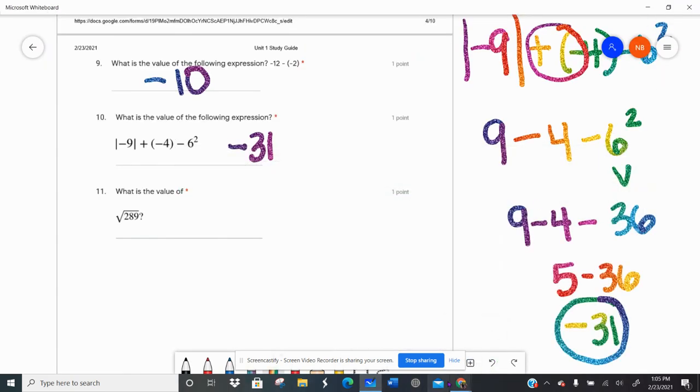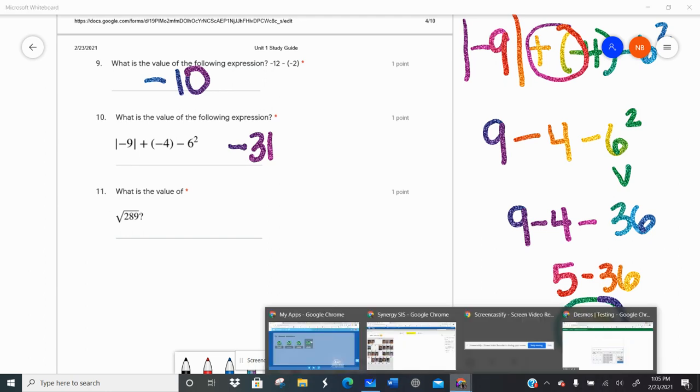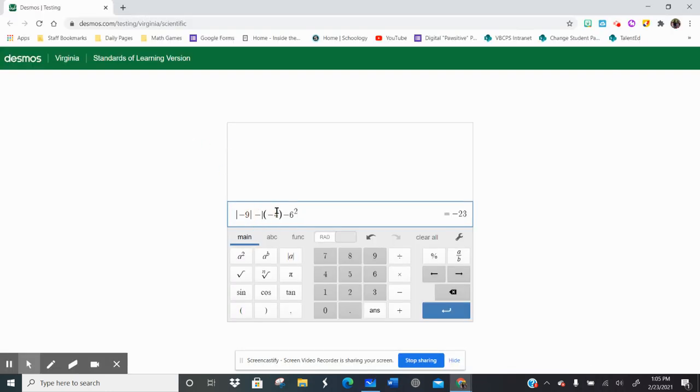What did I do wrong, guys? Let's go back. Oh, because it says plus -4. Oh, geez. All right, let's go back. See, this is why it's always good to check your answers. Plus -4 minus, got it. Here we go, guys. Woo! Oh, man, teachers make mistakes too, and it's okay. We're going to keep rolling with it.